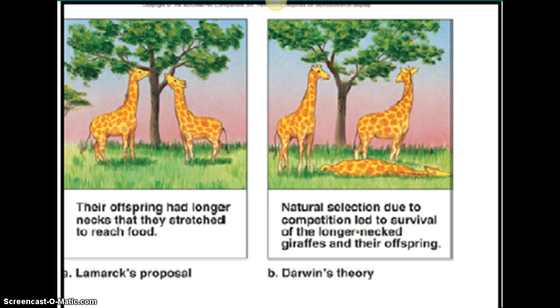So they had some with long necks, some with short necks, some with medium-sized necks. Part 2, Lamarck would say that the offspring of these short-necked giraffes have longer necks because their parents stretched really far. Darwin would say that natural selection led to competition, which allowed for the longer-necked giraffes to survive because they could reach more food. The short-necked giraffes didn't get enough food, and so they died more frequently, meaning that the longer-necked giraffes could make it to reproductive age. They were healthier, they were fitter. They passed on their traits to their offspring.